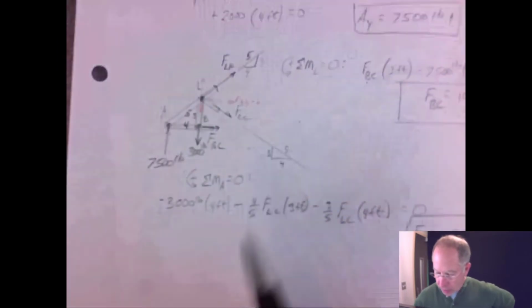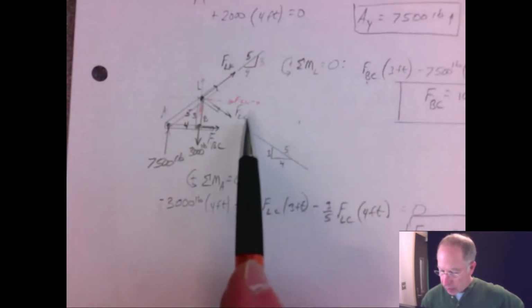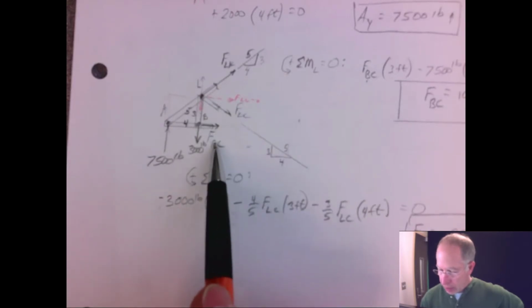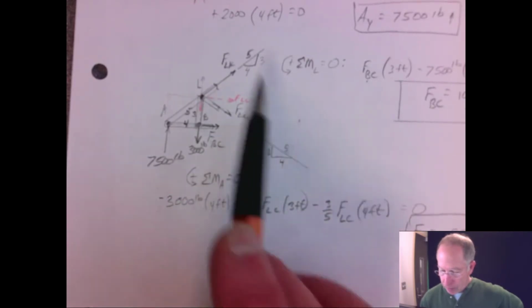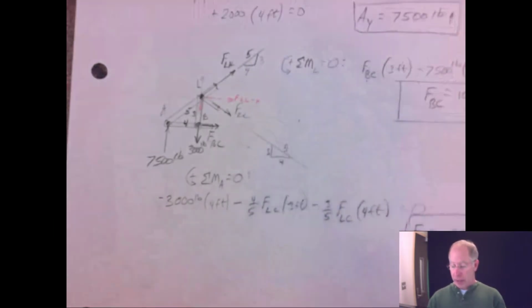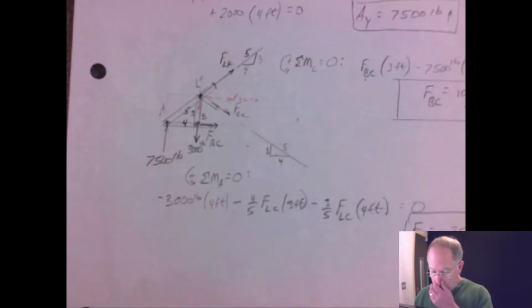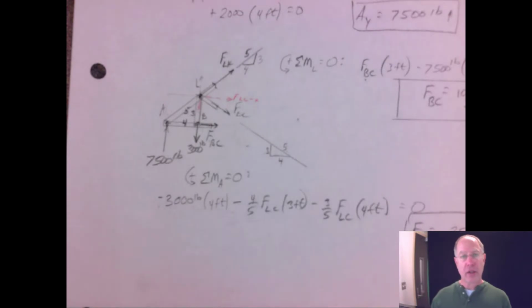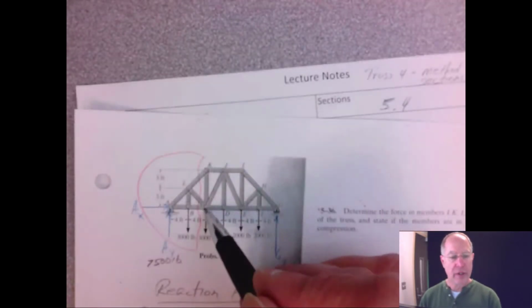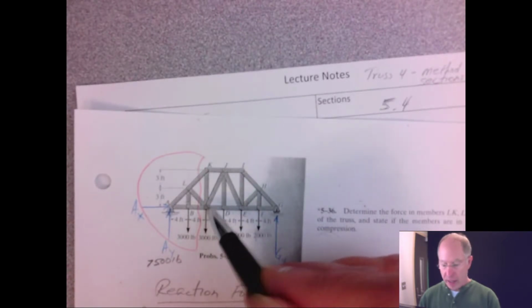So what else remains? FBC we got, FLC we got, FLK I want to show you something. We can get FLK also by summing moments about a point that's not even on this section. See, here's point C over here. But we've made our cut. So point C is out here.